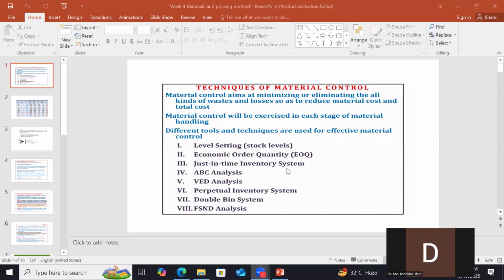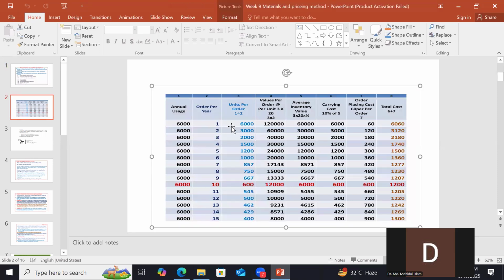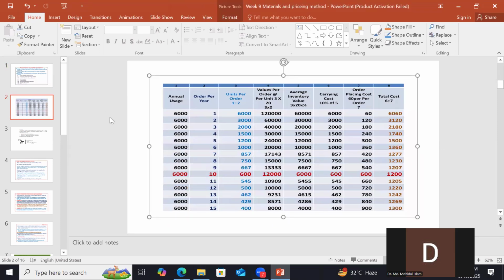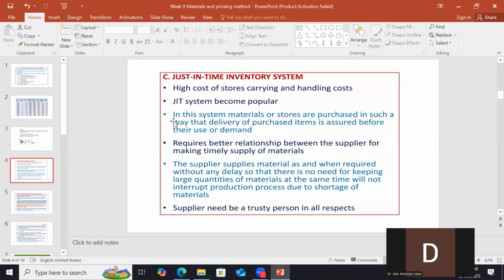Now I am going to elaborate in detail from point 3, just in time inventory system. Stock level, I discussed before class, so no need to analyze this control level today. The EOQ method was also already discussed before class. Today's new topic is the just in time inventory system.